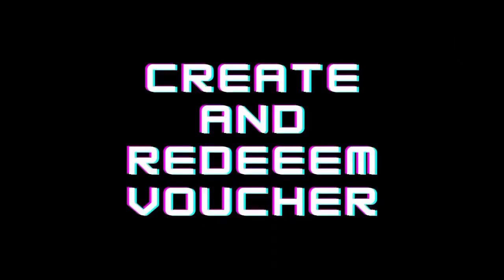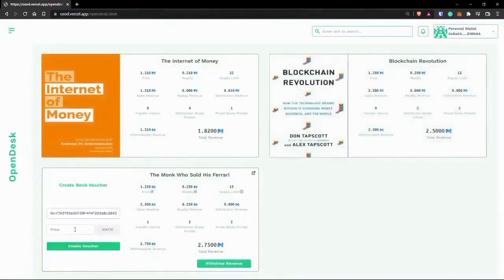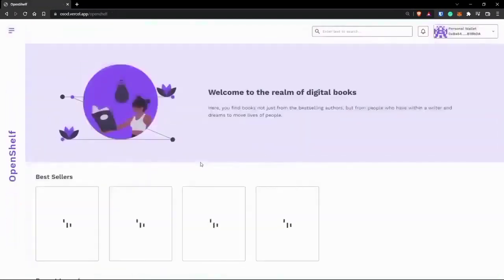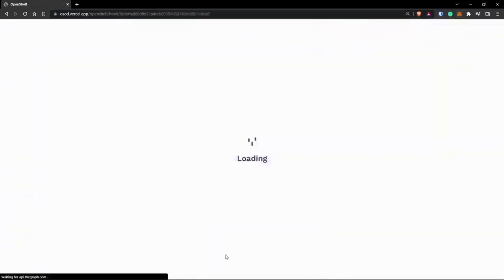Another way of getting the book is through vouchers, which can only be created by the publisher of the book. These vouchers can be of any amount, zero to whatever the user sets. This is the address for which the voucher is being created. This is the amount set for the voucher, and the author can later share this signature with the desired address so that he can redeem that voucher. So now let's redeem this voucher.